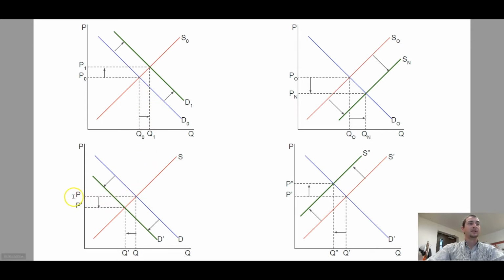Down here, we see it again. We have it labeled as just S and D. So as a result, we have it labeled as P and Q. Over here, we have S prime and D prime for the original lines. So we have P prime and Q prime. And another thing to notice, we have these nice dotted lines showing where equilibrium is at.